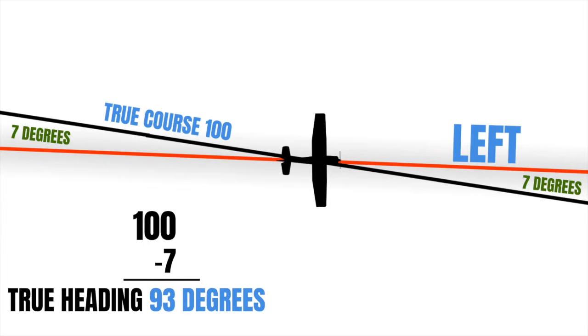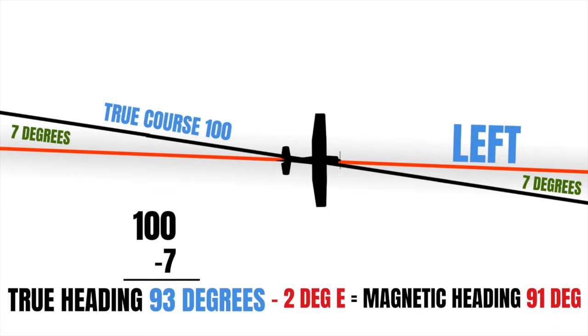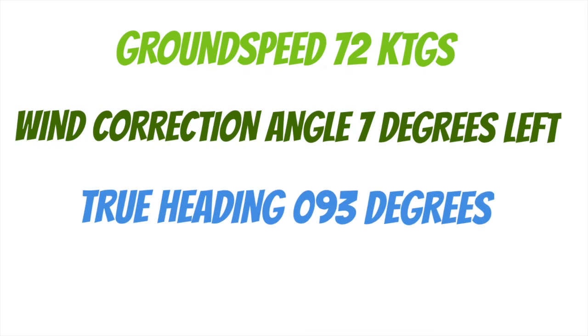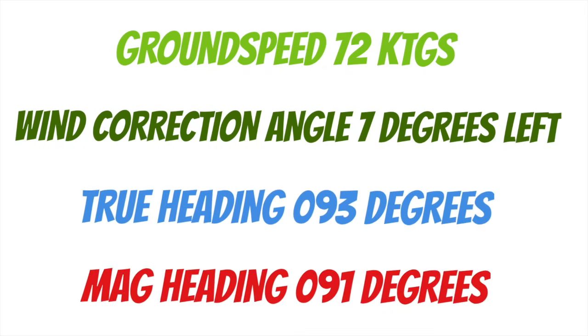But don't forget to include that magnetic variation in your calculations. Today, we'll say mine is 2 degrees east, so I'll subtract that to get a magnetic heading of 091 degrees. And as you can see, we got our ground speed, our wind correction angle, our true heading, and our magnetic heading without even pulling out a flight computer. And I think that's pretty cool.